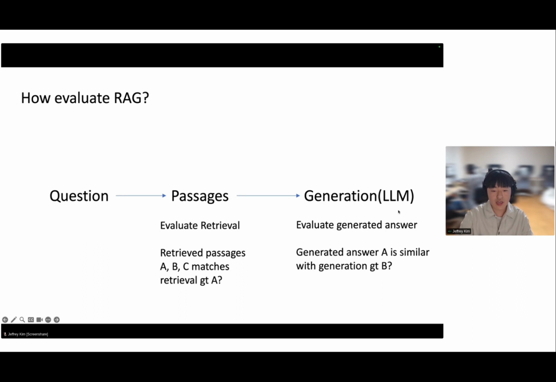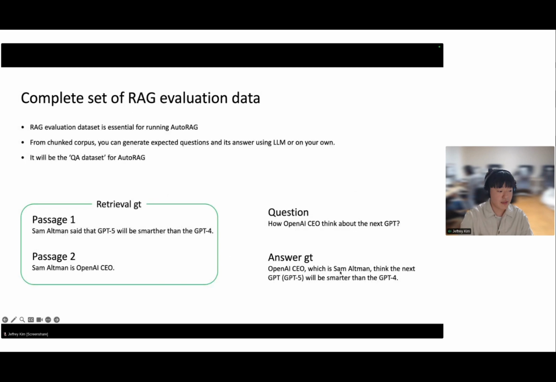And next, you can evaluate the generated answer. The LLM will generate an answer in the RAG system, and you can prepare the generation ground truth answer. And the metric system can evaluate whether the generated answer is similar to the generation ground truth answer. So here is the template or complete set of RAG evaluation data. You must prepare it for evaluation of your RAG system.